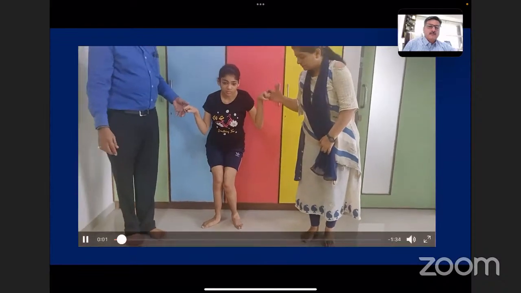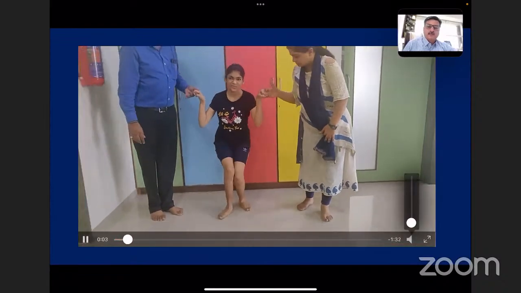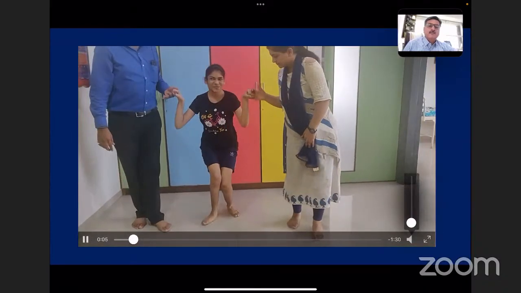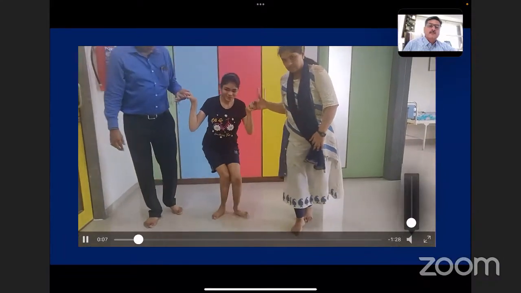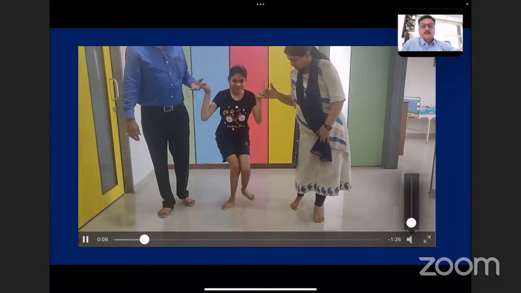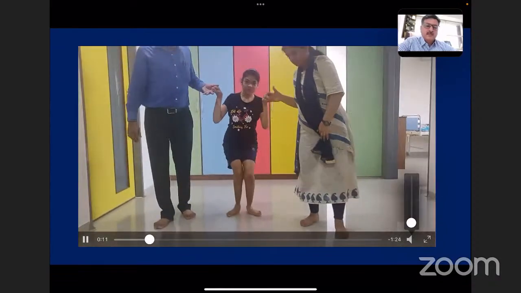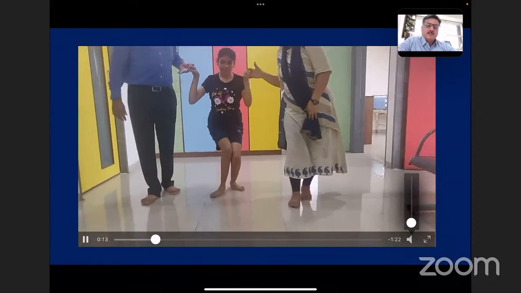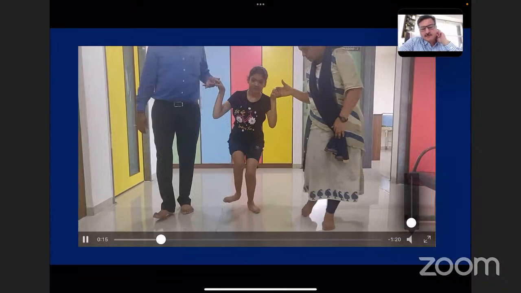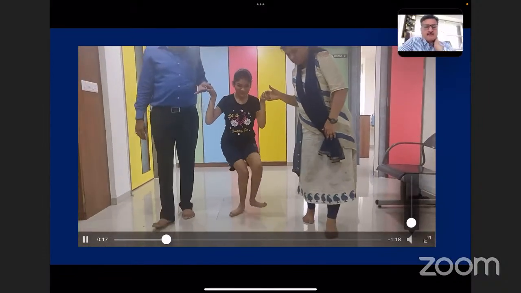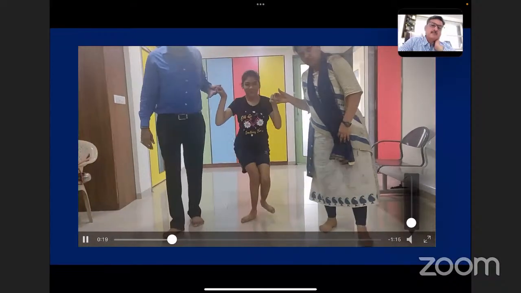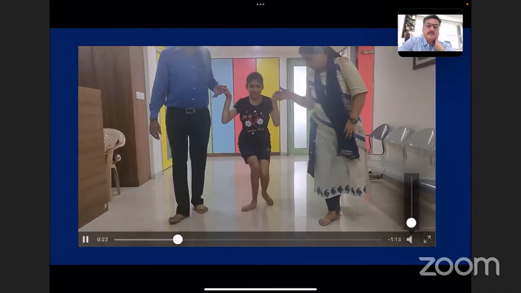This was her preoperative gait. So we can see that she's walking with great difficulty with support. She has crouch gait. She was not ambulatory at home also. She had to be carried to the washroom as well. If she had to ambulate independently at home, she used to crawl or walk on her knees.